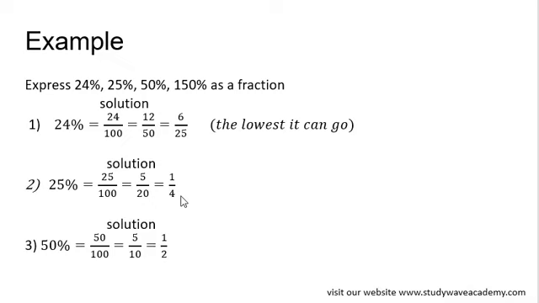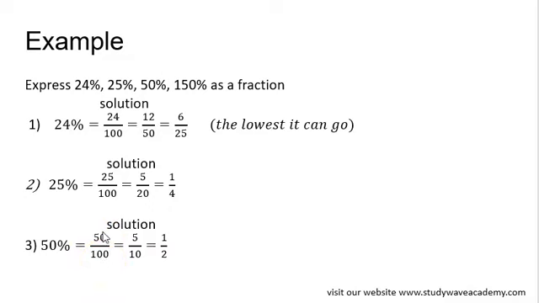The next one, we have 50%. And how do you write it? It's 50/100. The percentage sign is what? 100. Okay, so we have 50/100. We are going to turn this fraction to its lowest form. And how do we do that?